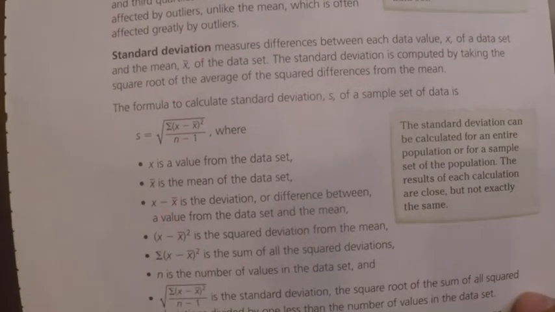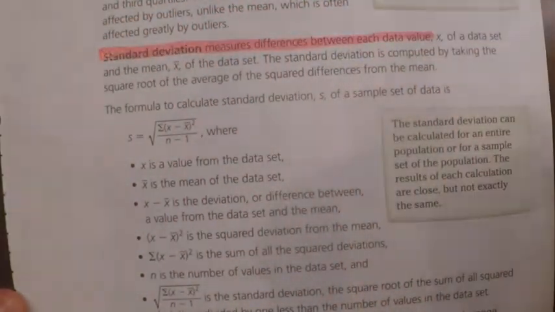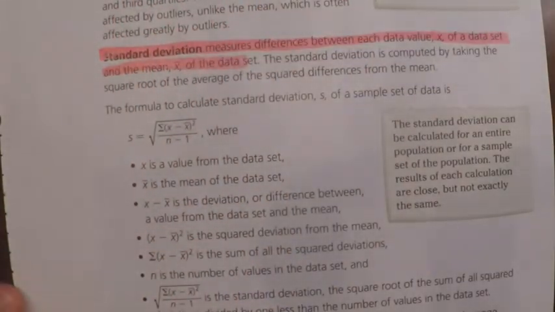Another way that we measure spread is standard deviation. So standard deviation, right, measures the difference between each data value of a data set and the mean of the data set.